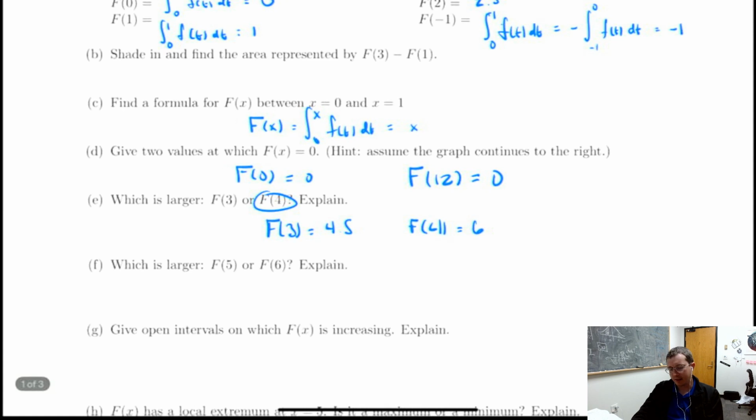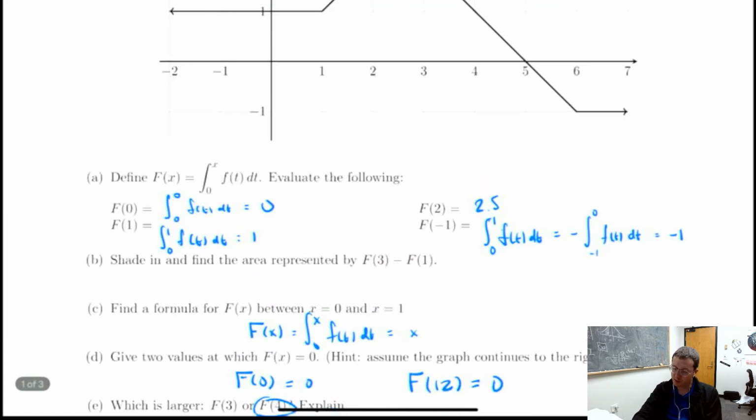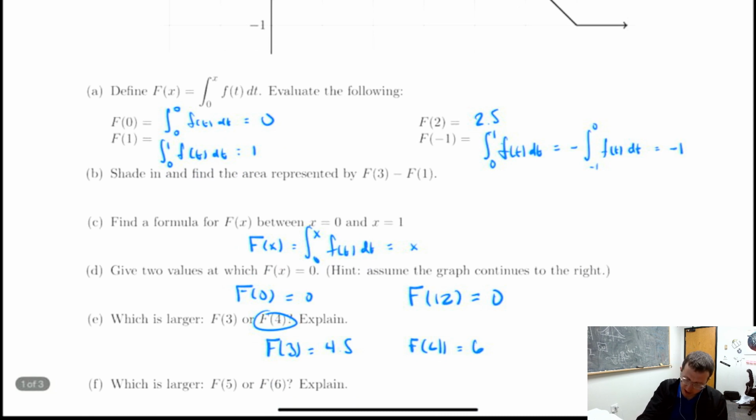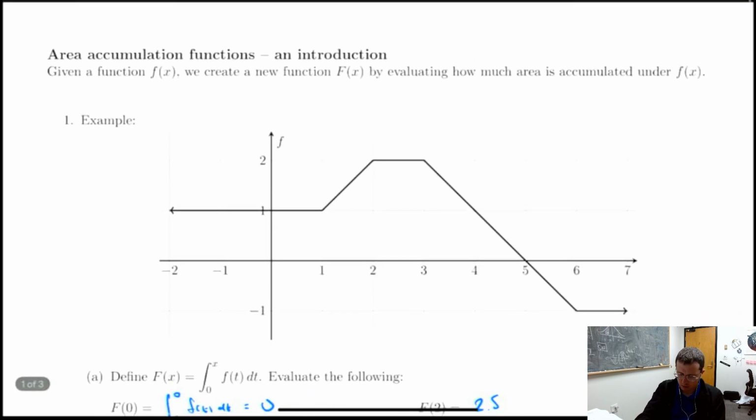Again, I think it's helpful to think about this in terms of an example like snow falling. Capital F, remember, is how much snow has accumulated on the ground. So they're asking, is there more snow on the ground at 3 a.m. or at 4 a.m.? Well, from 3 a.m. to 4 a.m. it is still snowing. So there's more snow on the ground at 4 a.m.